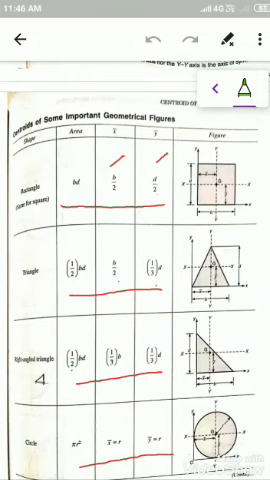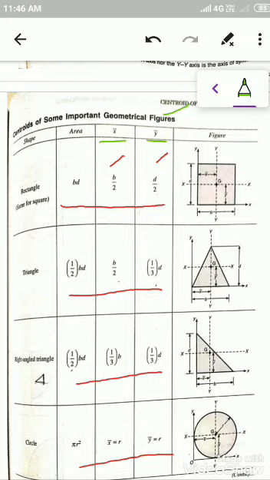Hello students, today we are going to start with the problems on centroid. Before starting with the problems, you must know this tabular column clearly. This tabular column gives the centroid of important geometrical figures, that is, the x bar and y bar distances of different geometrical figures, which you must know in order to solve the problems.